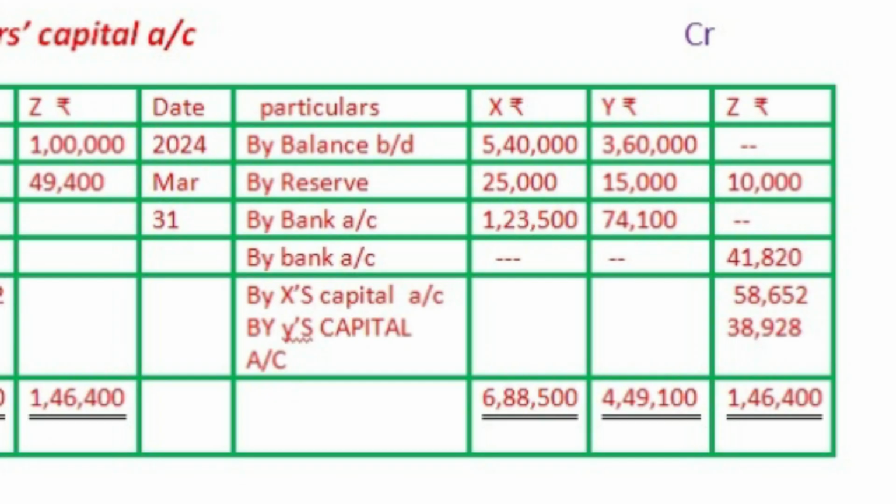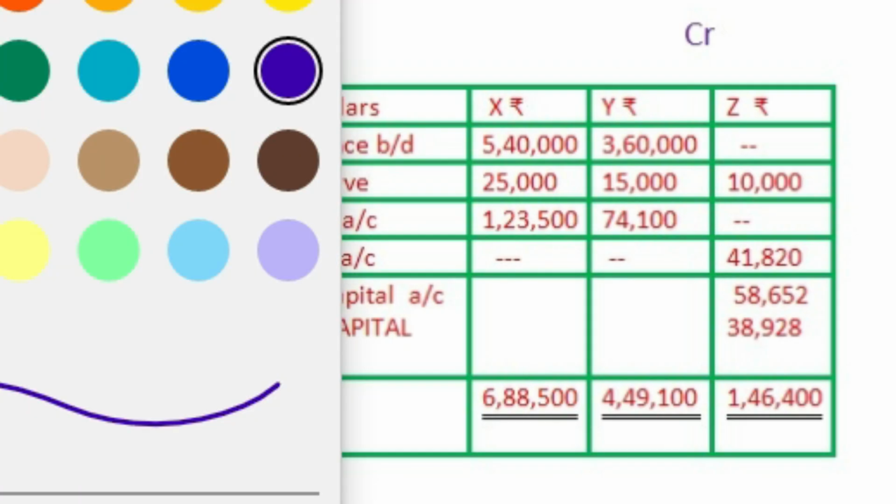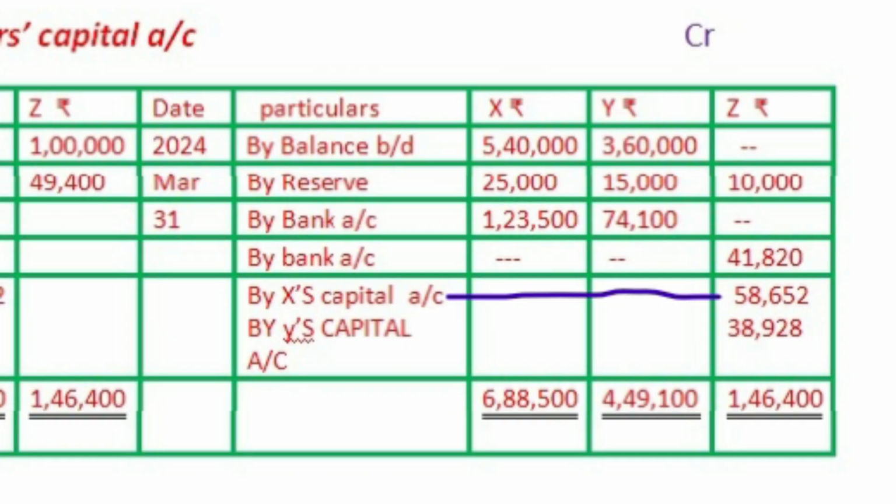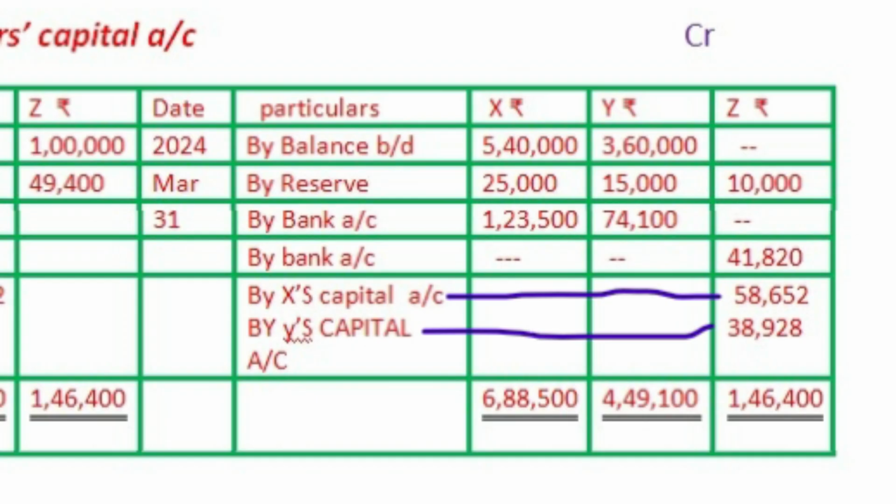Alright, so I had shown you the working calculation and the amount. This amount, how it is shared, is 58,652 and 38,928. What is the journal entry recorded here?